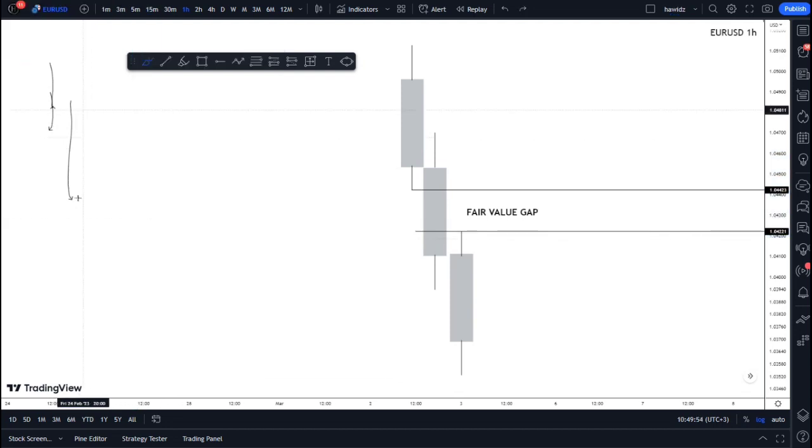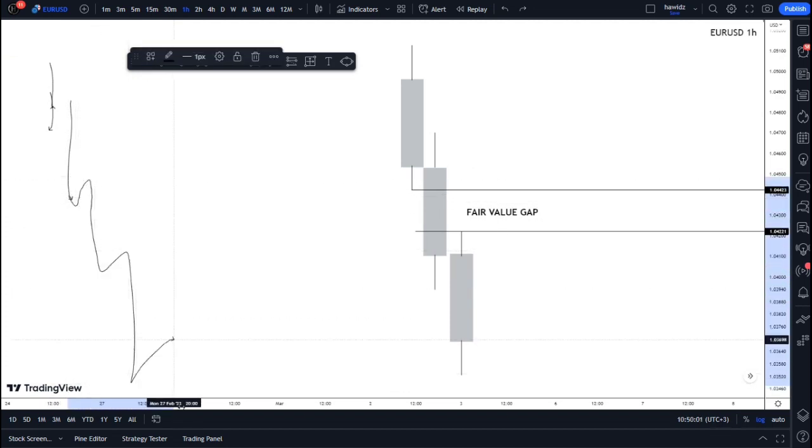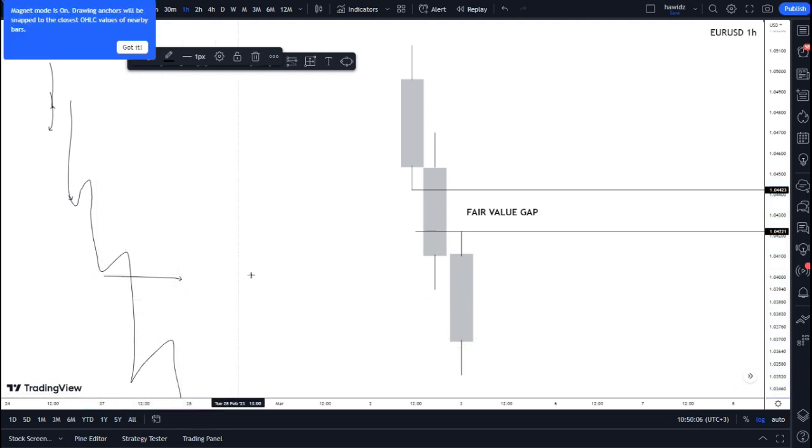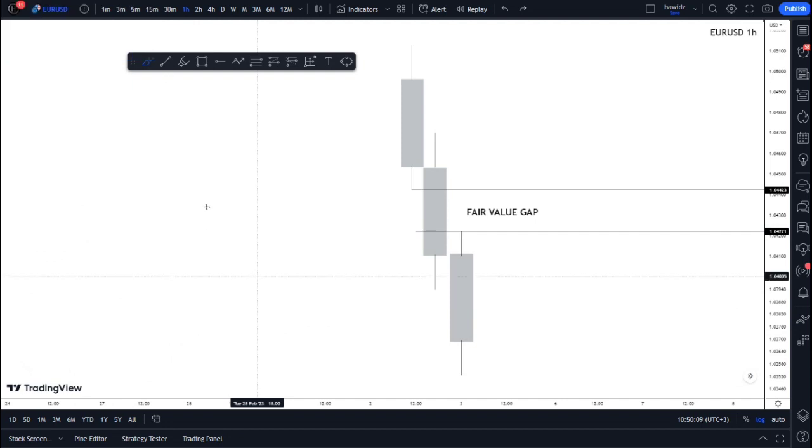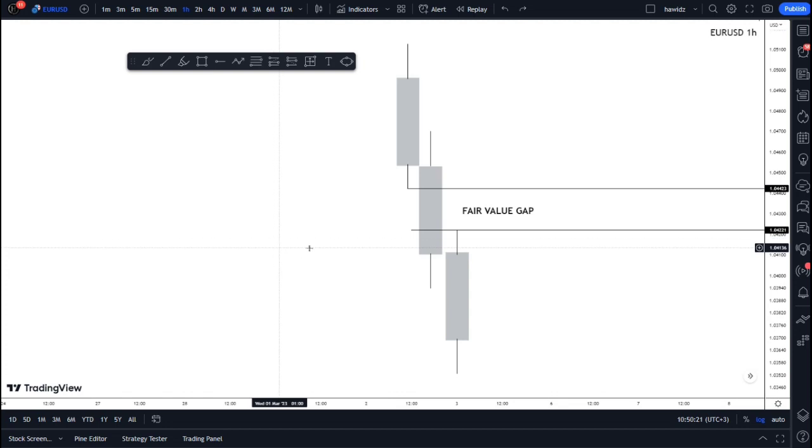But if the momentum of this bearish trend is very high, then price will end up making a slight pullback. Boom, slight pullback, drop, slight pullback, drop. Hence, this is how these fair value gaps are created. They're created when the market has a very strong momentum pushing towards a certain trend or direction. So how can we use this to our advantage as traders?